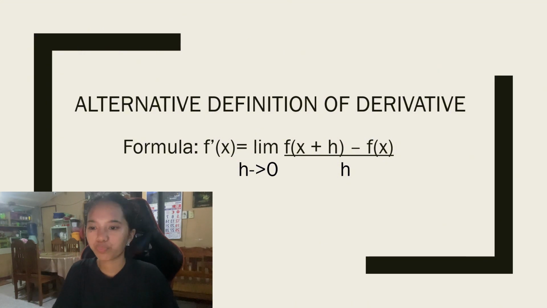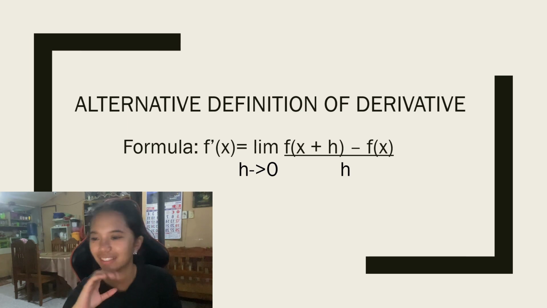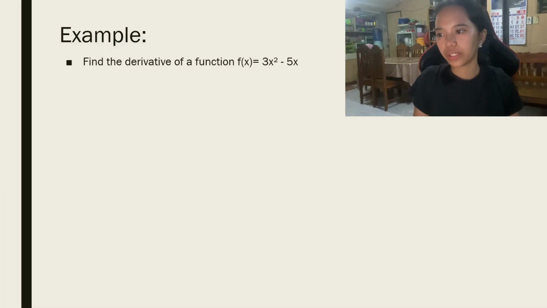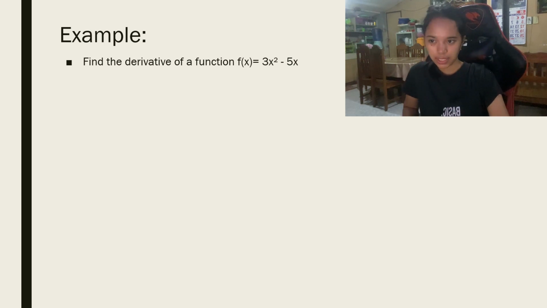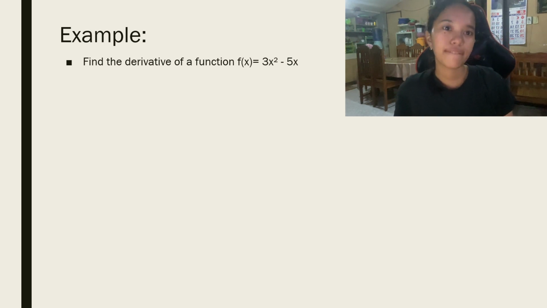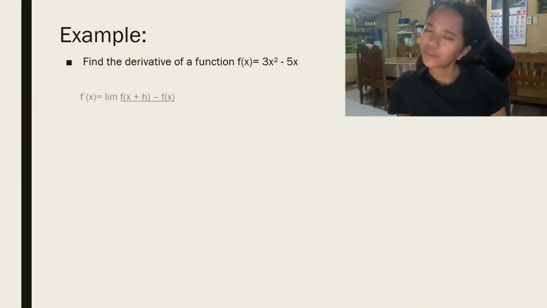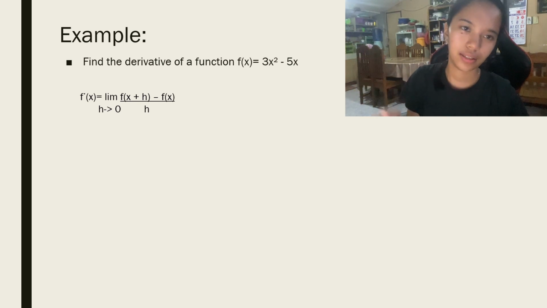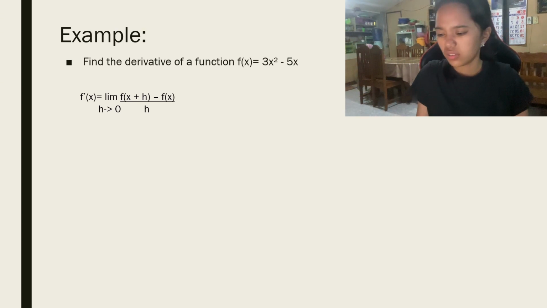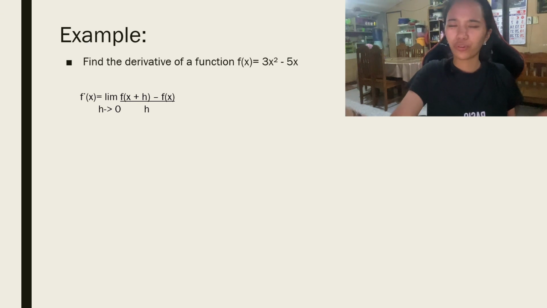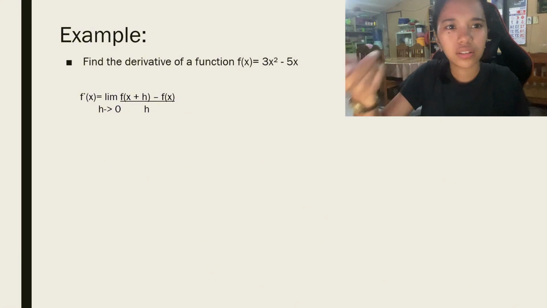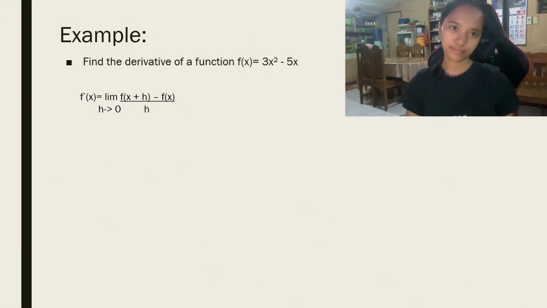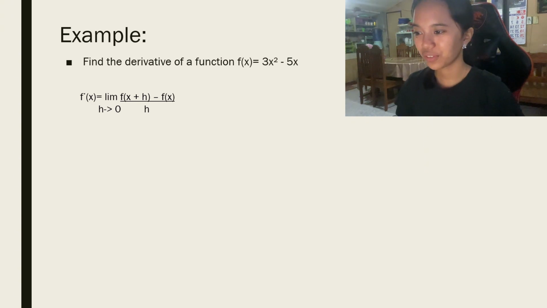So, why don't we cite an example? Our first example is find the derivative of a function f of x equals 3x squared minus 5x. So, first things first, write down the formula. Kasi napaka-importante niyan. Para hindi ka na hanap-hanap pa ng notes mo if tama ba yung formula na ginamit mo, if tama ba yung pinaglagyan mo ng mga letters or numbers dyan. So, first is write down the formula.